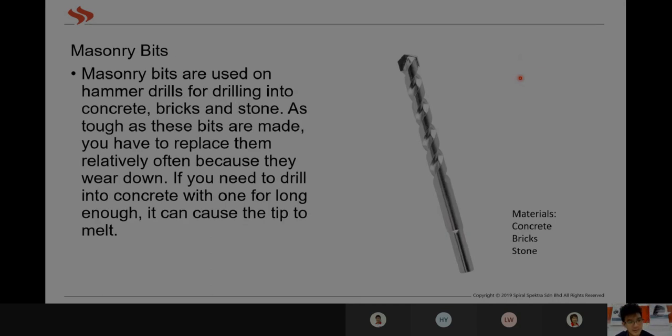Masonry bits are normally used for drilling only concrete, bricks and stone, as the tips of these bits are made quite tough, but often they wear down, so you're going to have to change them quite a bit.